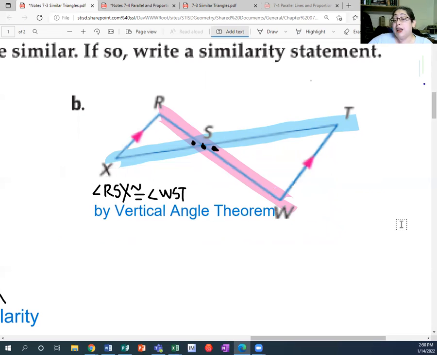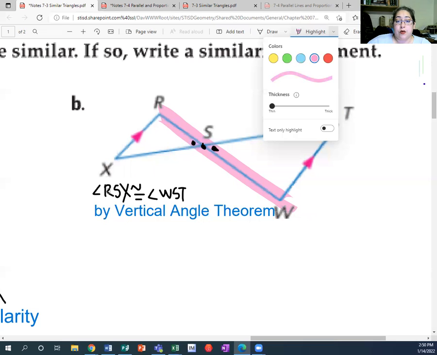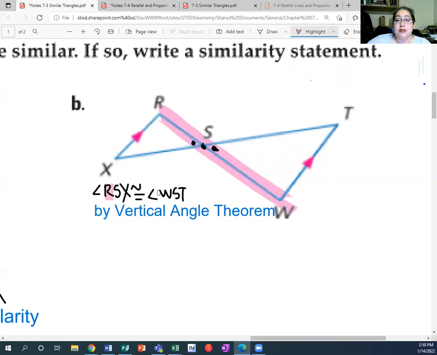There we go. Note that I'm writing these reasons as I go, because I know from the directions I'm going to have to explain why I'm saying they're similar or why I'm going to say they're not similar, depending on what ends up being true. All right, so now I have these two angles congruent. Did you notice that I wrote the R first, RSX? I basically connected the R and the W, and I said that they were corresponding. It's because R and W end up on the same line. So they're like corresponding angles.